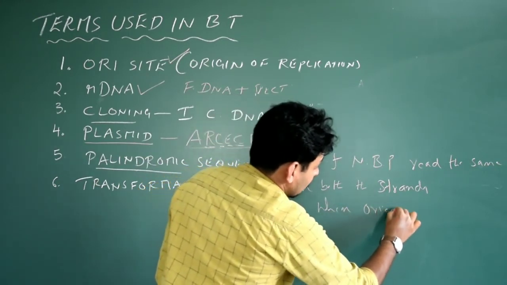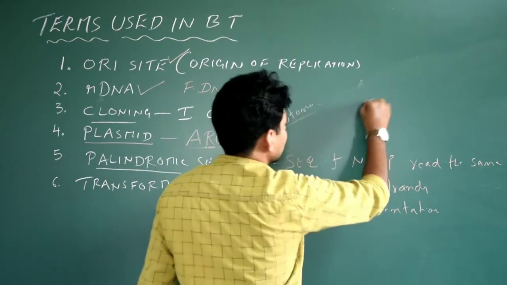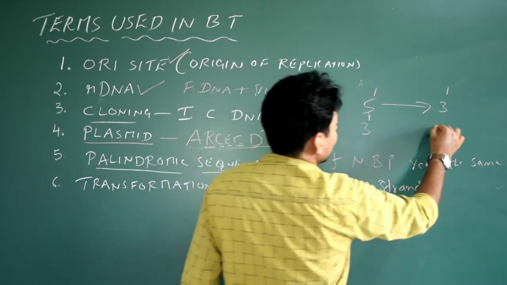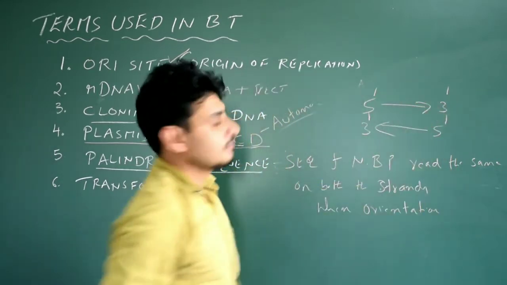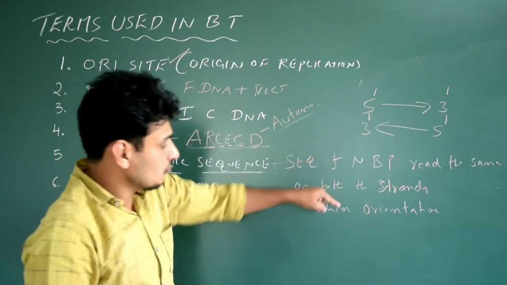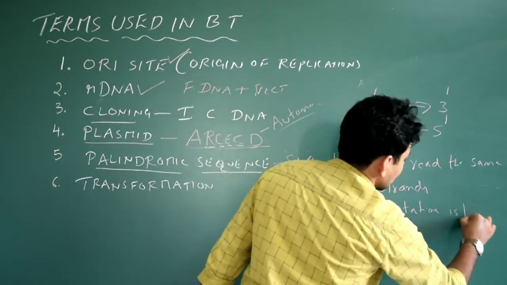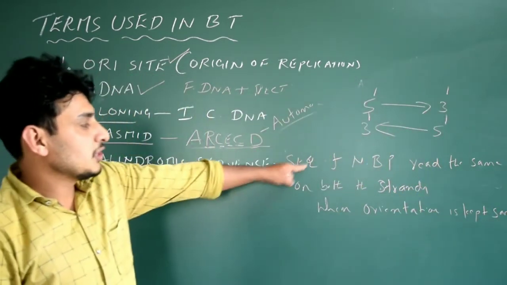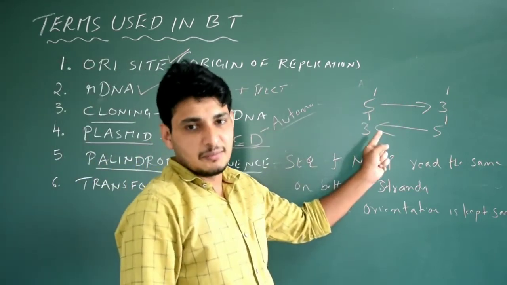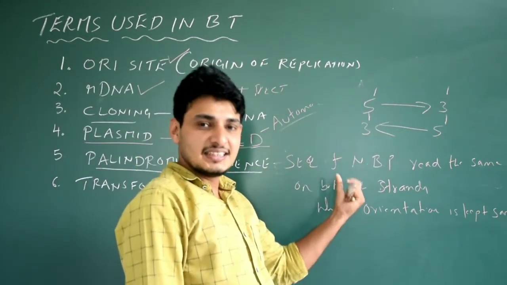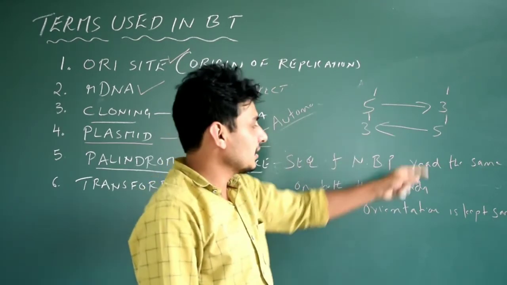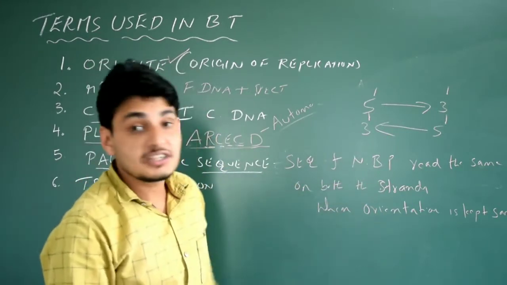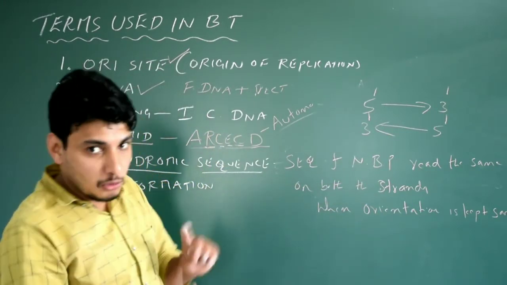What is the orientation here? One strand is 5 prime to 3 prime. The other strand is 3 prime like this, but you have to read it 5 prime to 3 prime, when the orientation is kept the same. So this is a palindrome. The sequence of nitrogenous base pairs GAATC, and again GAATC from the other strand. They read the same, right? Yes, they read the same on both the strands when the orientation is kept the same. This is very important.